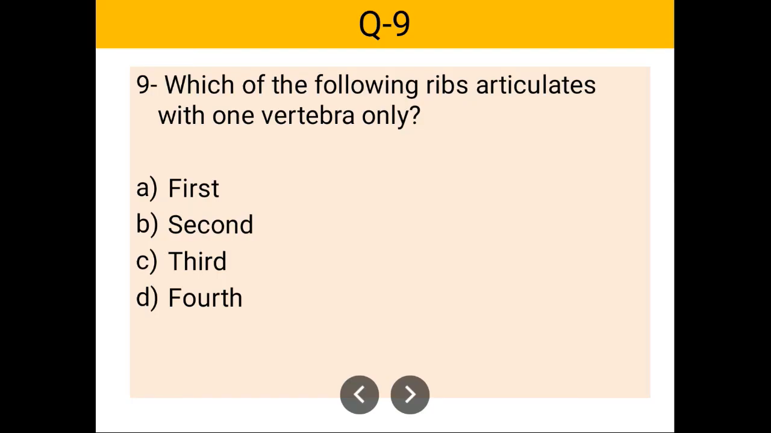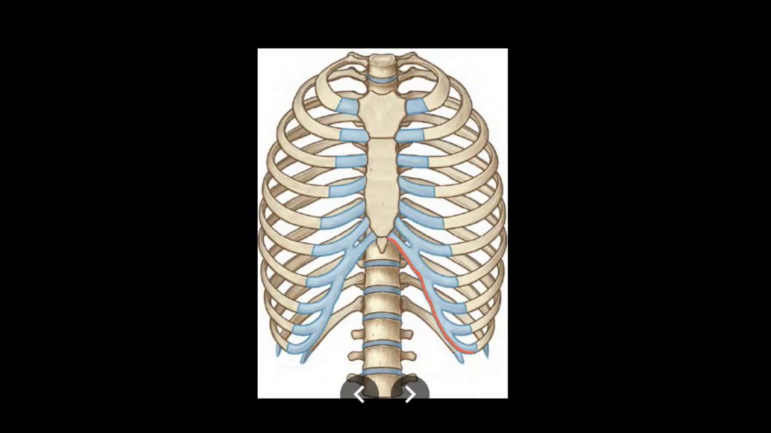Question number 9: which of the following ribs articulates with one vertebra only? Here we have first, second, third, and fourth. So I will choose the first one. The first one is the one that articulates only with its own vertebra.